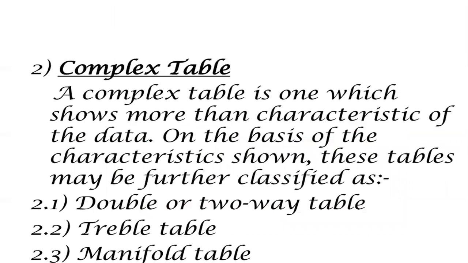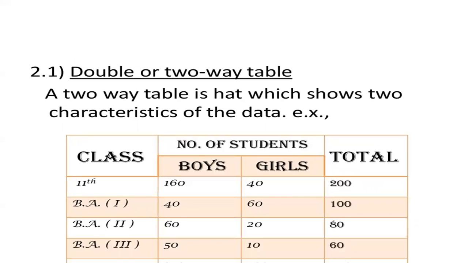Next is the complex table. A complex table is one which shows more than one characteristic of the data. On the basis of the characteristics shown, these tables may be further classified as double way, triple way, or manifold. One way we have already discussed. Double or triple, we are discussing here.